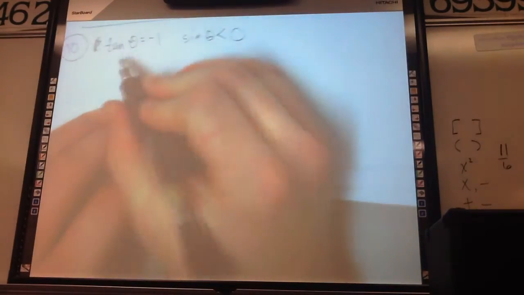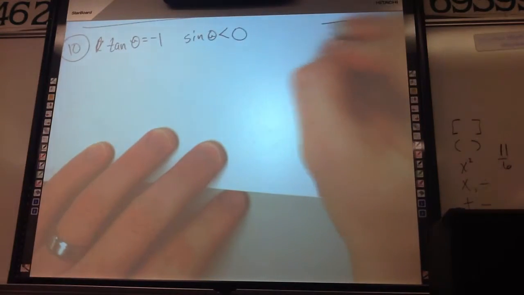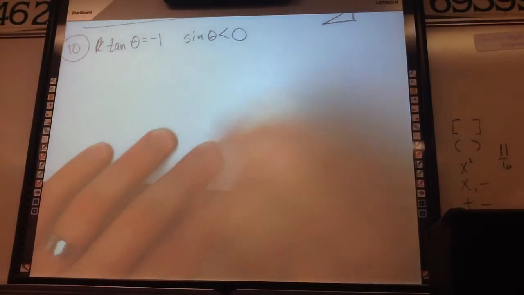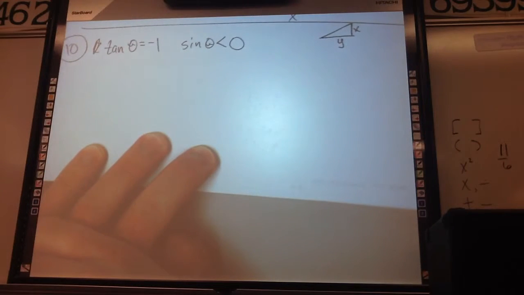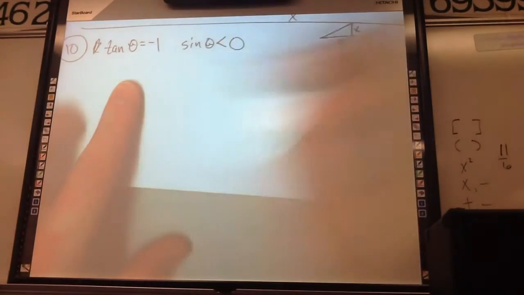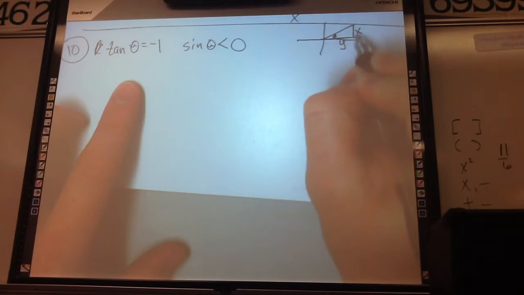Tangent's opposite over adjacent, correct? Yes. So I know my picture is not going to look like this, because if I divide this number by this number, I will get a positive answer. Here's theta, and here's my unit circle action.